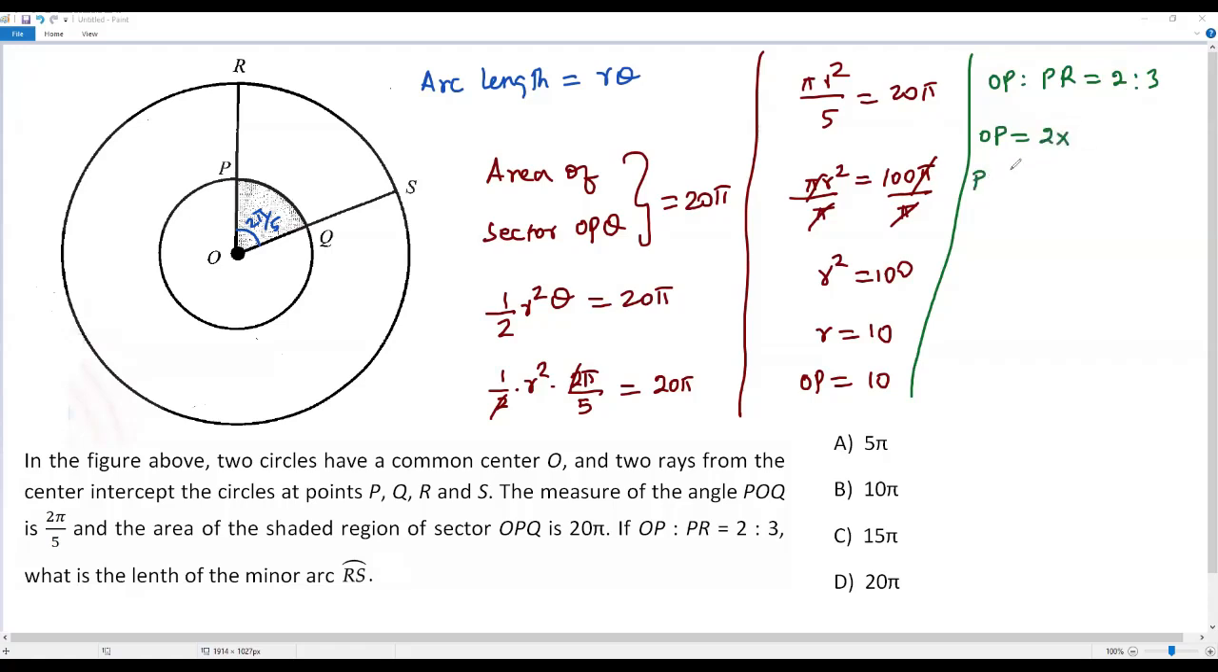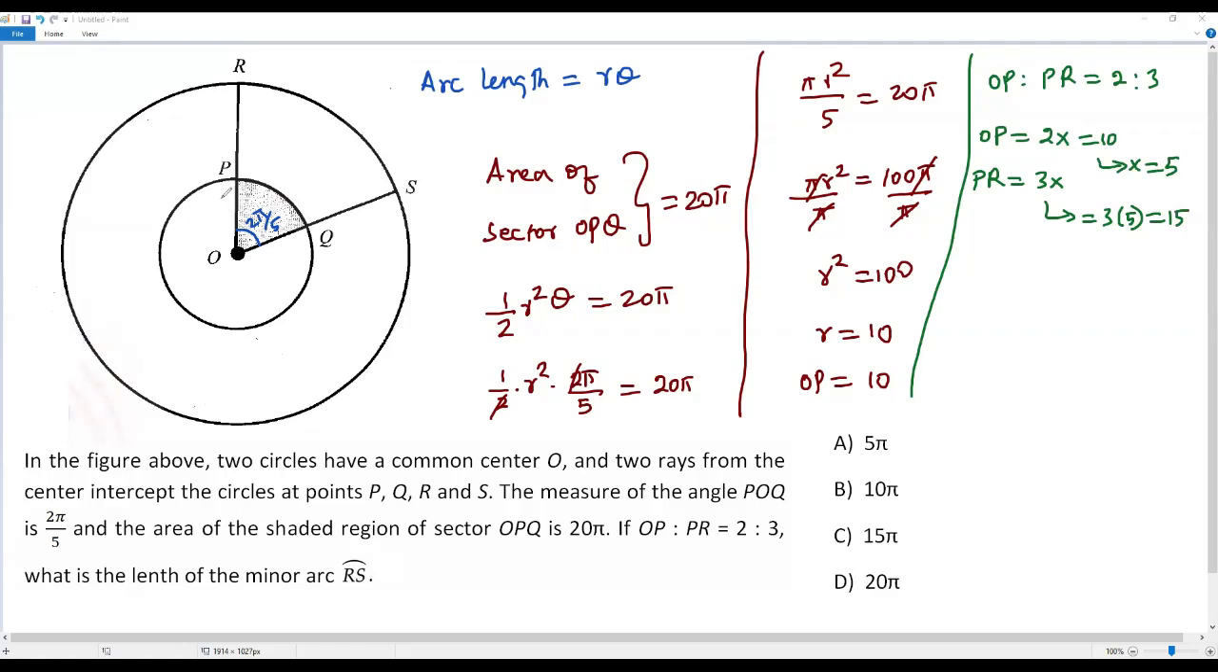Now to get the length of the line segment PR, I have to multiply the second term of the ratio by the same non-zero number x. Then I'm getting 3x as the length of PR. But already we know the length of OP, that is 10 over here. So we can plug in 10 for this 2x. Then we get 2x equals 10. If I divide both sides of this equation by 2, then I'm getting x equals 5. Now I can plug in x equals 5 over here to get the length of PR. When I plug in x equals 5, I'm getting 3 times 5, which is equal to 15. Now I got the length of PR, that is 15.